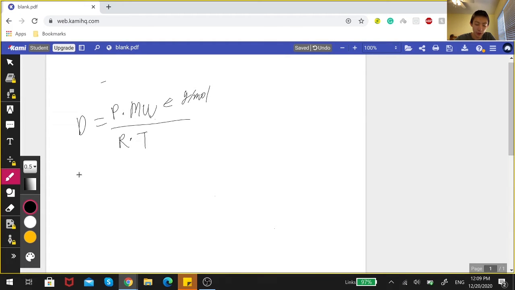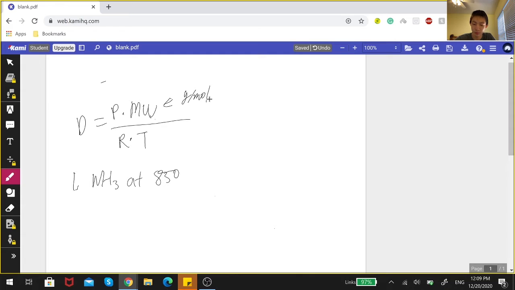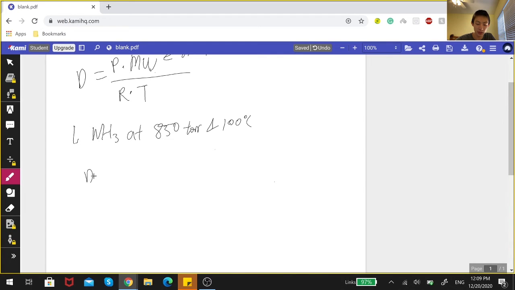Okay, now our first problem says calculate the density of NH3 at 850 torr and 100 degrees Celsius. So first we use D is equal to P times MW, molecular weight, divided by RT. Pressure is 850 torr, which we're going to convert into mmHg because 1 torr is equal to 1 mmHg, as they're both 760 at standard pressure. The reason we're converting this to mmHg is because our gas constant only contains kPa, mmHg, and the atmosphere. So let's first convert it to mmHg times molecular weight.